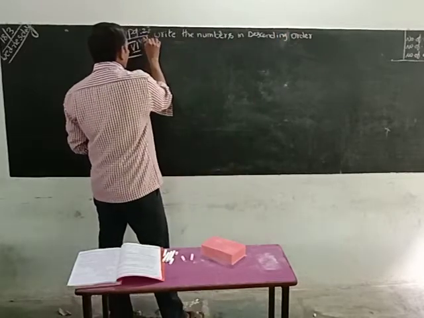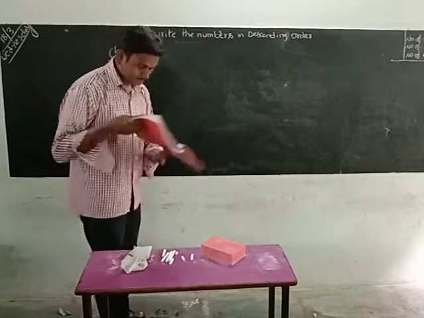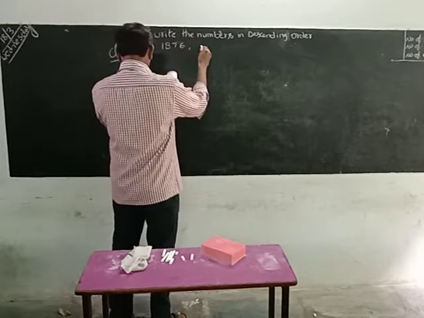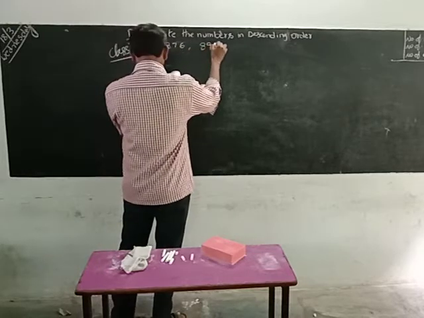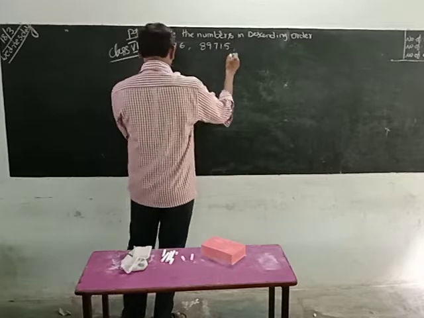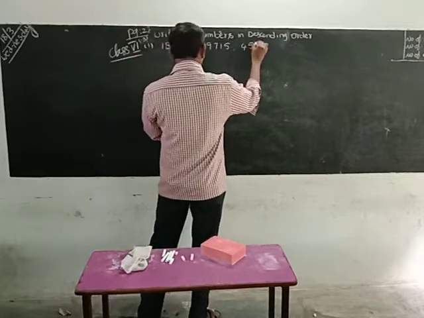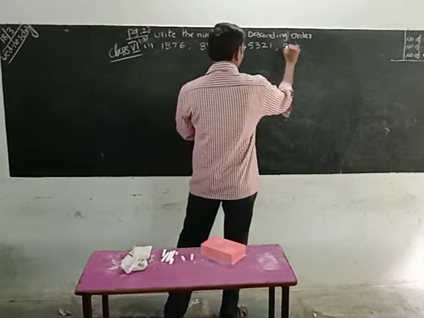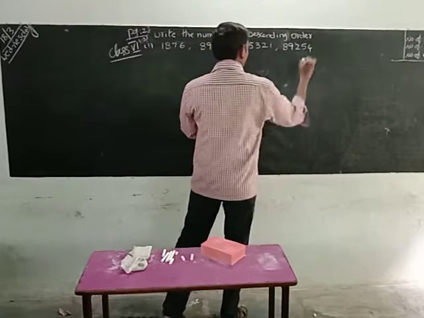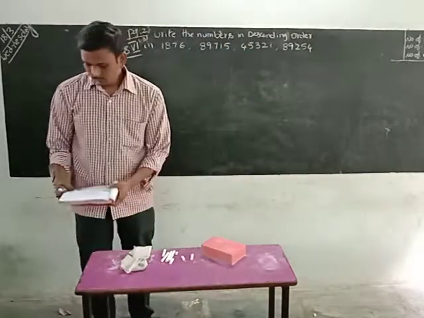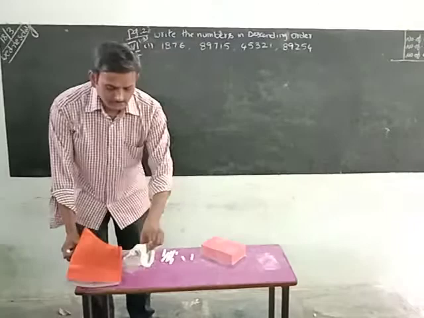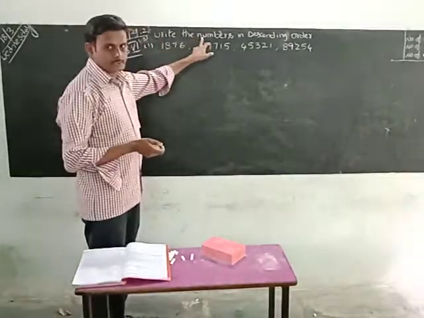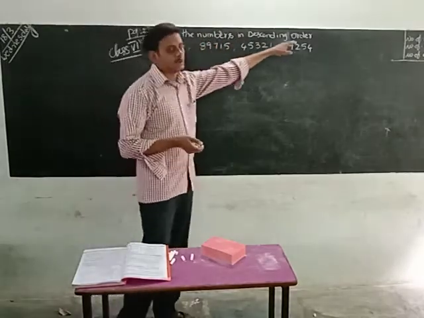Third Roman, first one. These are the 5 numbers given there. We have to decide which is ascending order, which is the descending order. Write the numbers. The third one we are discussing now: write the numbers in descending order.